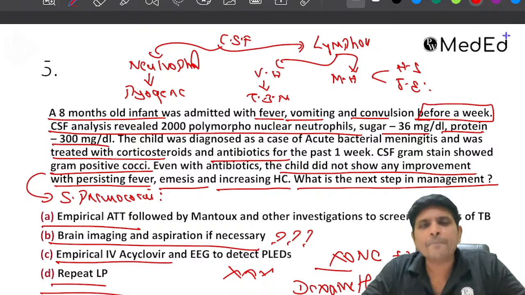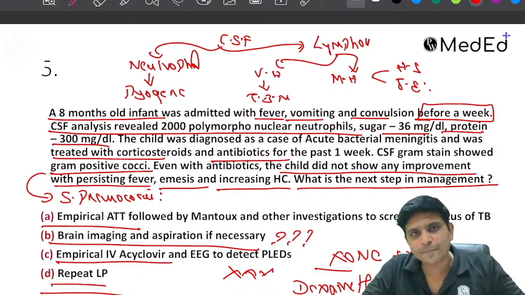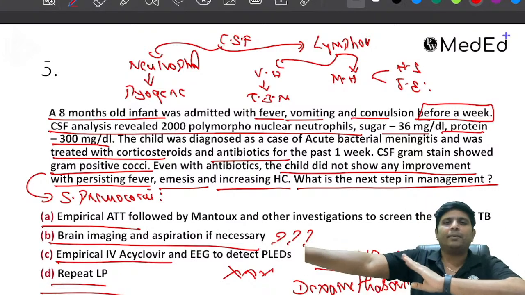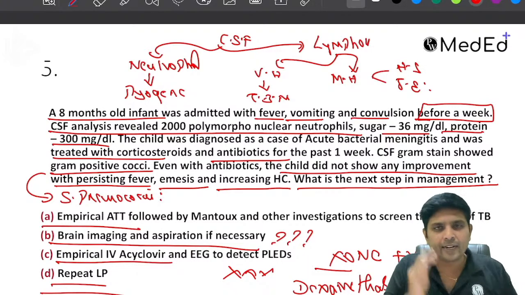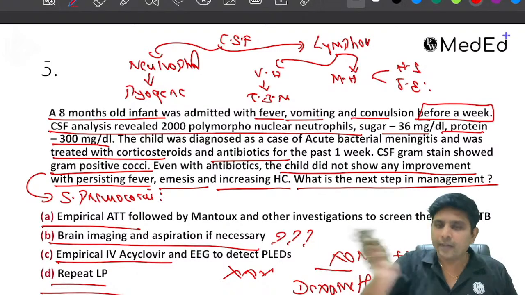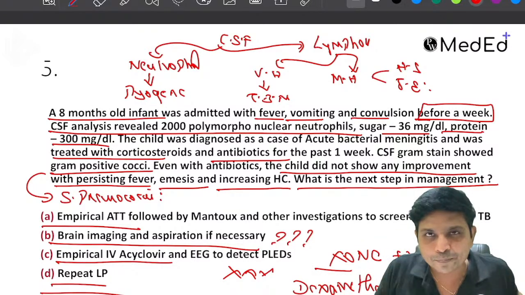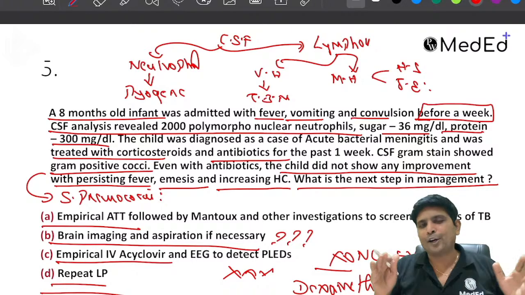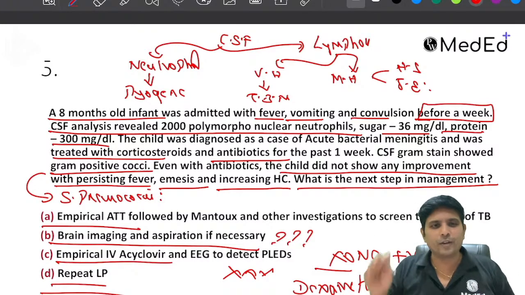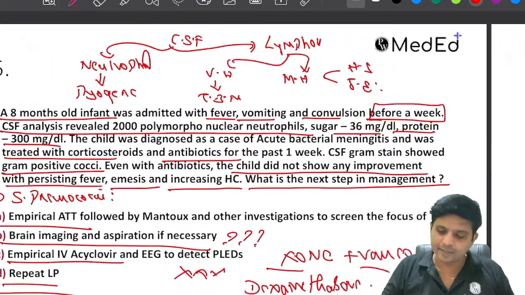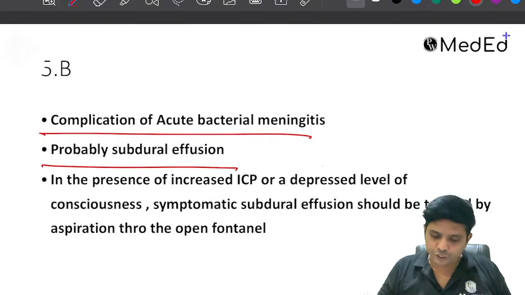In those instances you need to take an MRI to rule out an ongoing subdural abscess, and the treatment of choice is to continue the antibiotic; pus anywhere, remove it. So drain it. Okay, so take an MRI, remove the abscess, the child will be fine, continue the antibiotic. So here it is bacterial meningitis. The complication is subdural empyema. Treatment is aspiration. So the answer is B. Subdural effusion, pus.